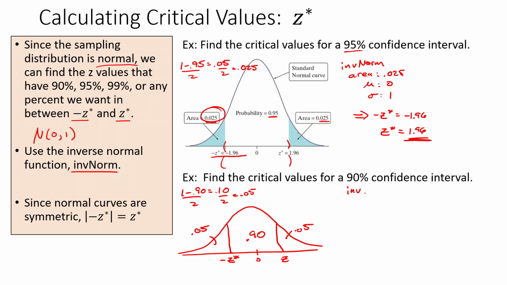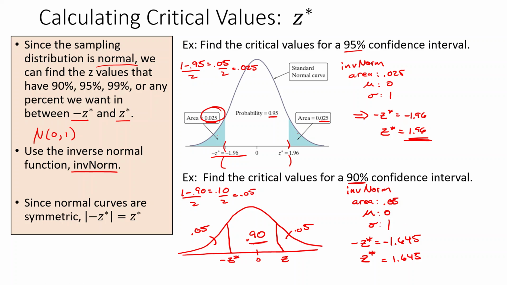So we're going to use inverse norm with an area of 0.05, a mean of 0, a standard deviation of 1. If we throw that in our calculator, we get that our negative Z star is negative 1.645. I know, I've got them memorized. You will too after you use them enough. And Z star would be positive 1.645. So we'd have to go up and down 1.645 standard deviations from the mean to get 90% in the middle, or to get a 90% confidence interval.